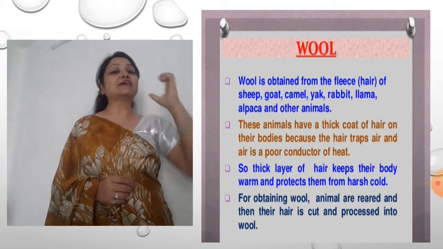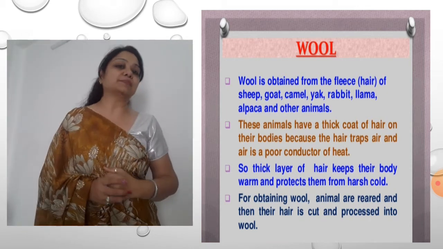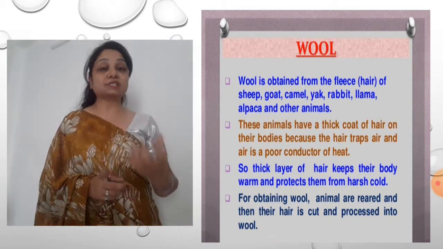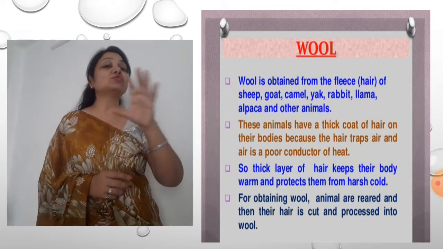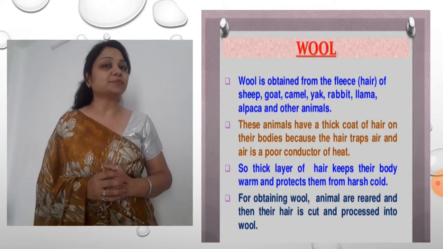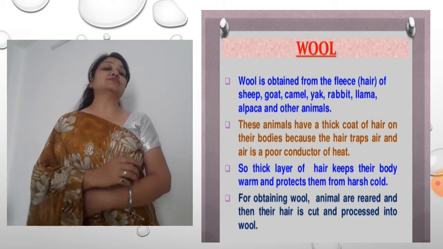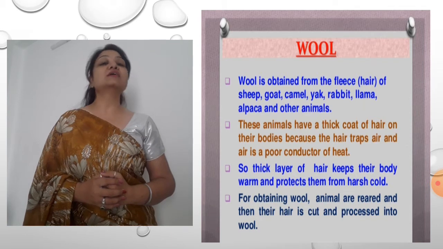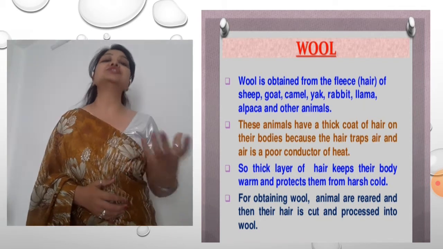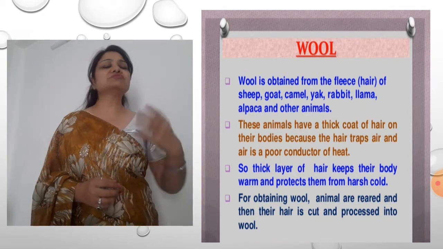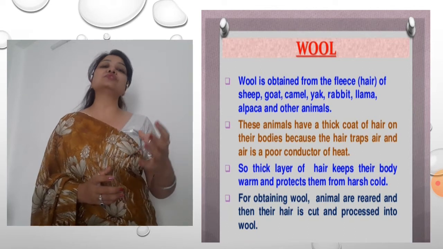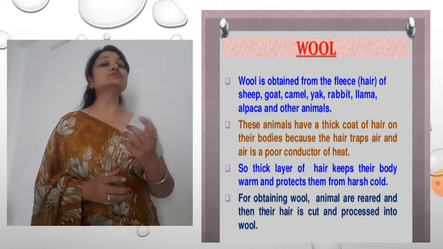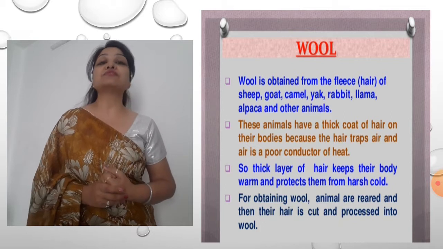In our previous video, we discussed the introduction of this chapter, fiber to fabric. We discussed the mind map, what all topics we are going to discuss in this chapter, and today we will start with the first topic, that is how we get the wool from the animals. That is the sheep and other animals. So, just an intro of wool. In this video, we will be discussing all about wool, how the processing of wool is done.